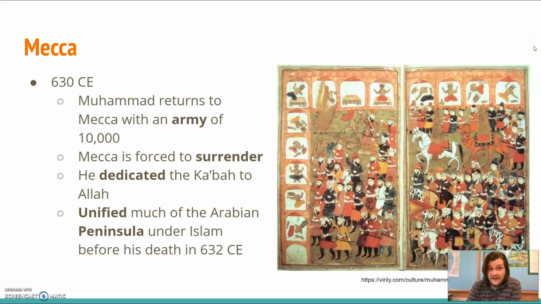And then he returned to Mecca. In 630 CE, Muhammad returned to Mecca with an army of 10,000 soldiers. Mecca was forced to surrender. While he was there, he dedicated the Kaaba to Allah and made it an important Islamic site. And he was able to unify much of the Arabian Peninsula under Islam before his death in 632 CE. So it was only 2 years after returning to Mecca that he died, but he was able to unite a lot of the Arabian Peninsula in that time.